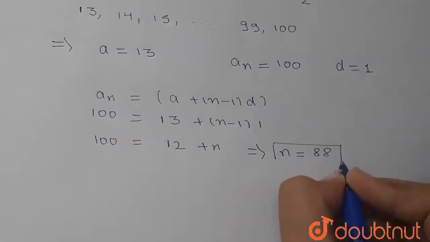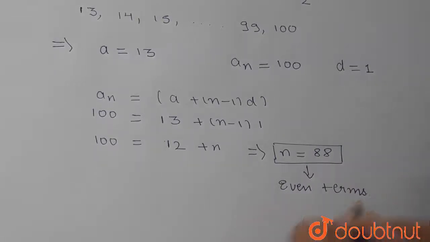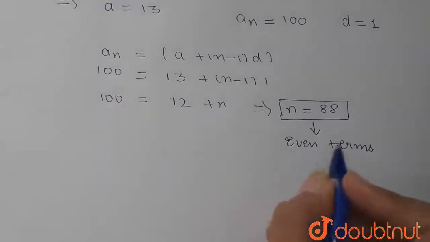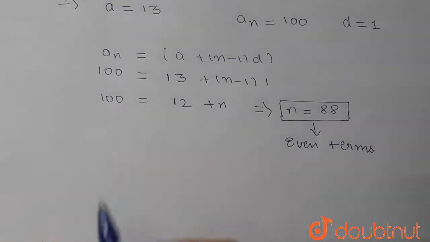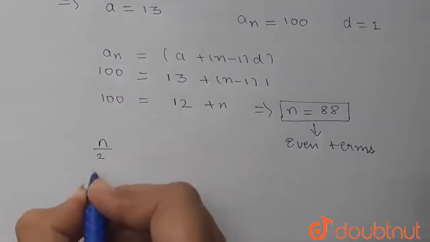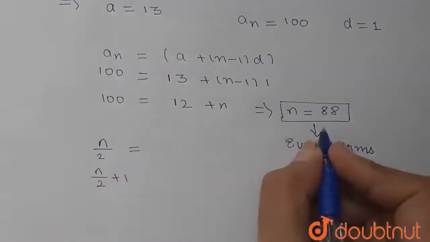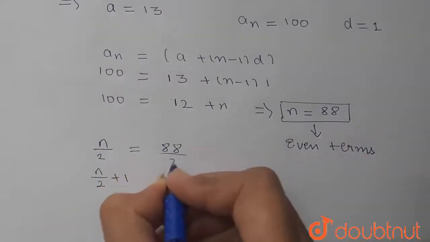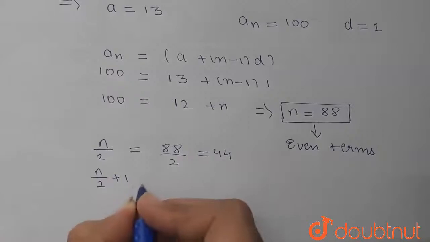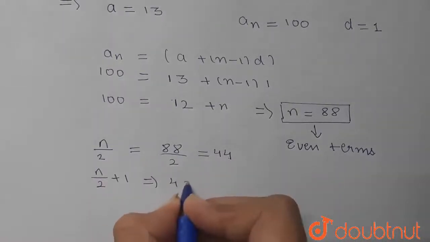That means there are 88 terms, so we are having even terms. When we have an even number of terms, we first calculate the n by 2 term and then the n by 2 plus 1 term. So n by 2 is 88 by 2, that is equal to 44. Then n by 2 plus 1 means 45.